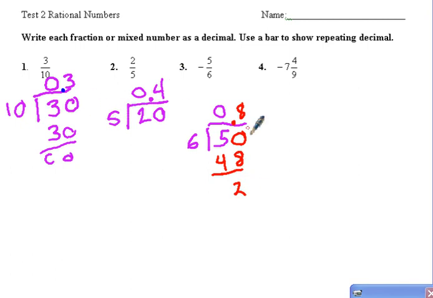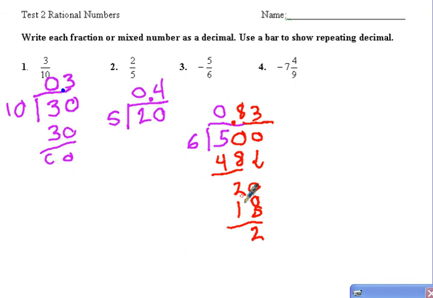So since we have a 2 left over, we have to add another 0. This is different from if I was writing it as a fraction, so I have to add a 0. So I add a 0 and I bring that down and I say, well, how many times does 6 go into 20? 6 goes into 20 3 times. 3 times 6 is 18. Let me back up. Put 18 under 20, and I get 2 left over.